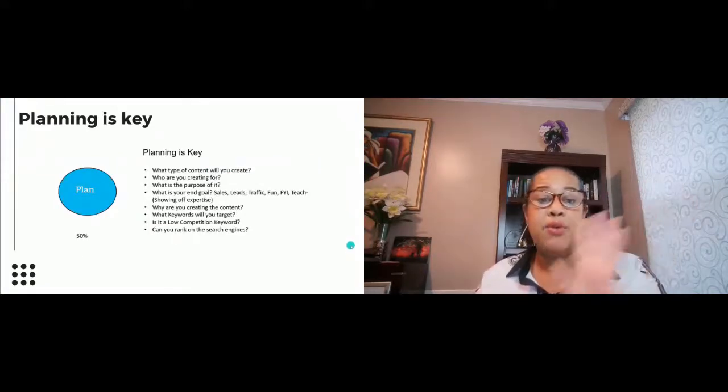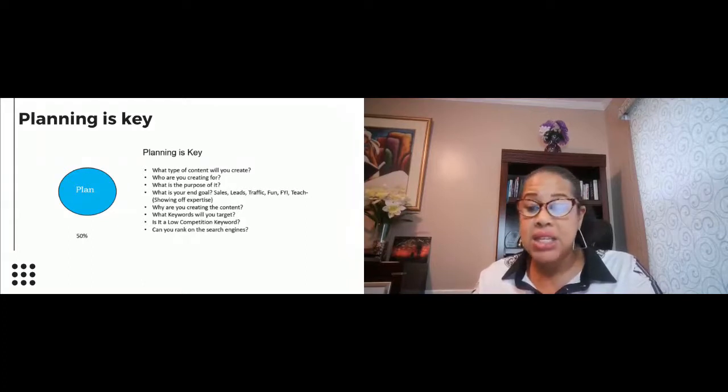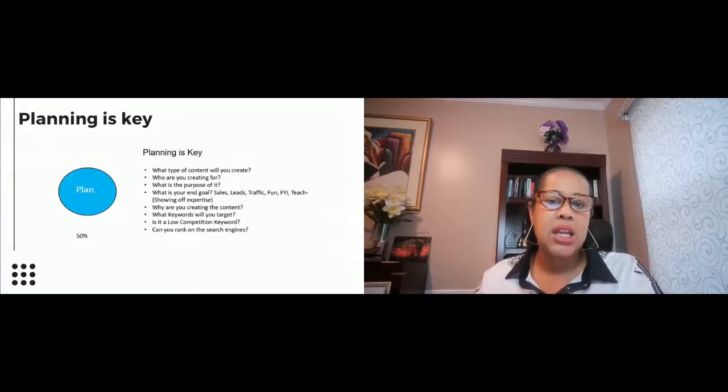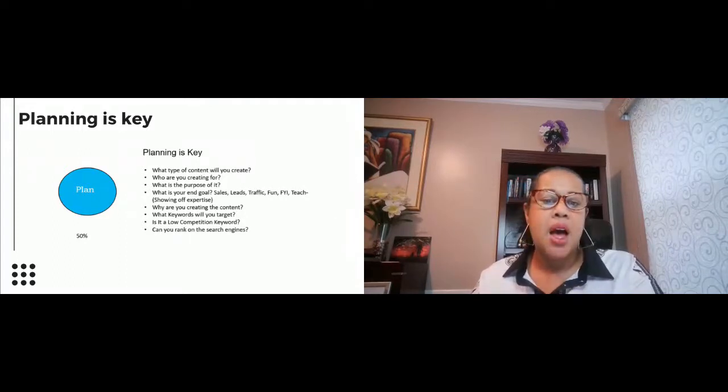So like I said before, planning is key. And basically, once you know what your objective is, you want to decide what kind of content you're going to create. Who are you creating the content for? What's the purpose of the content? What's your end goal and objective, right? Why are you creating the content? What specific keywords should you target?